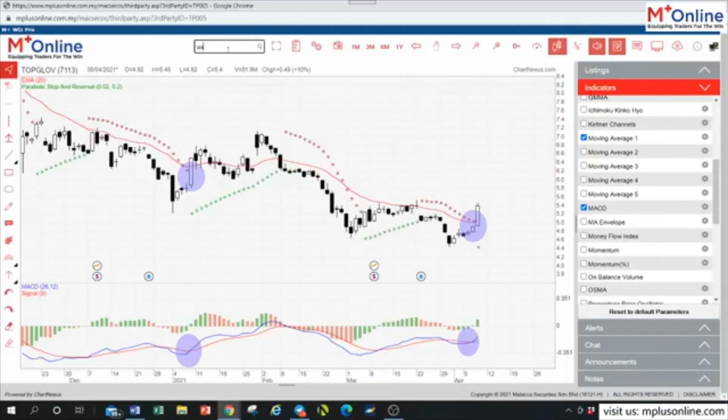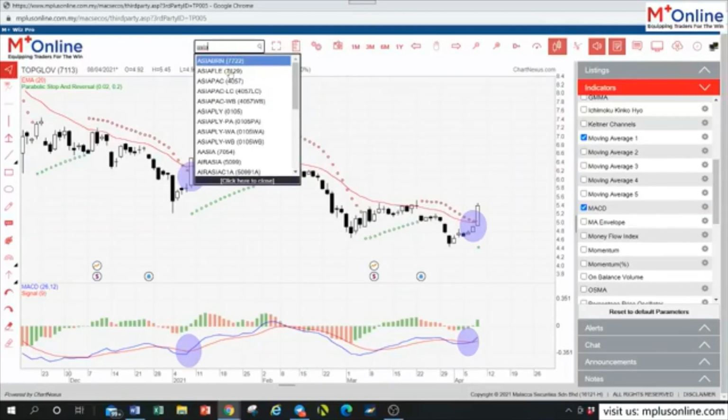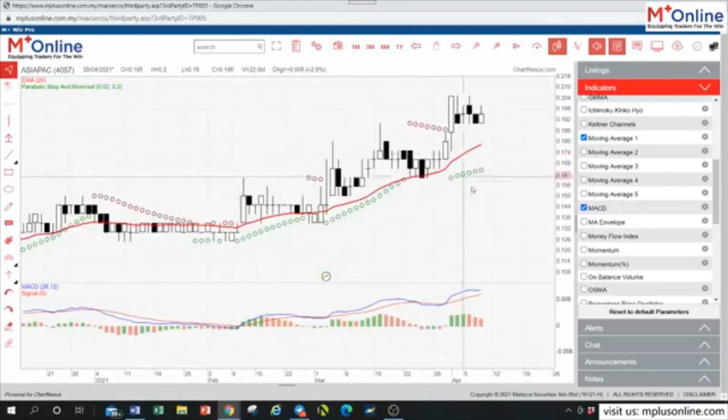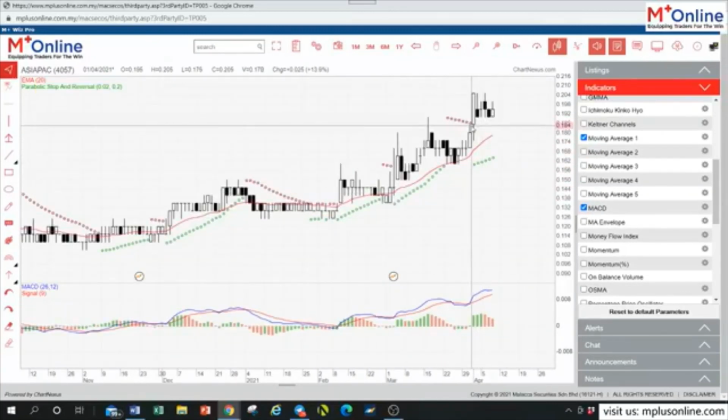Okay, Asia Pac. You can see Asia Pac just broke above the parabolic SAR right here. And on this break we have the MACD cross as well, so that's why you can see it's a very strong momentum move from 18 and a half cents all the way to 20 and a half cents. That's a good 10% gain in a day.